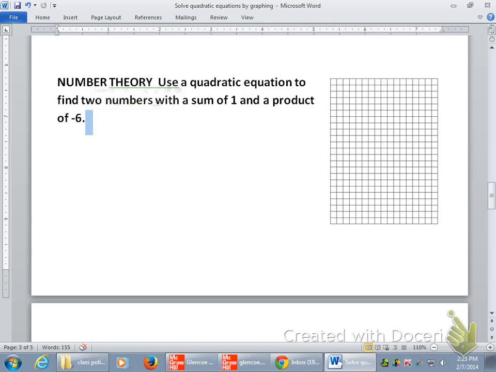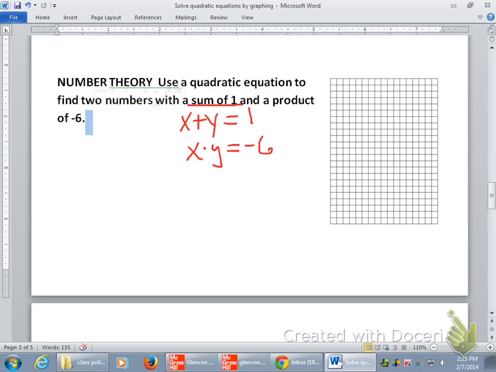Sum means, say that again? Solution to what? Addition, yeah, it's addition. So I've got x plus y, right? You're right, x plus y equals 1. That's the sum of 1, right? Now what about the product of negative 6? Okay, that's going to be x times y equals negative 6.